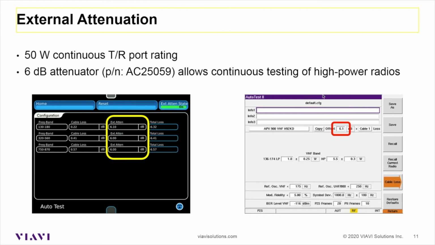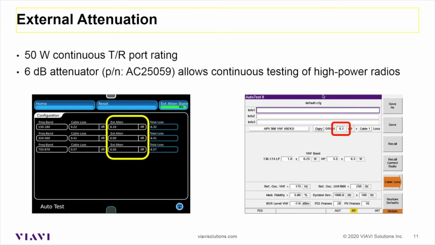6 dB brings the power down to half, so if you were, say, testing a 125 watt radio, it brings it down to 37 watts. So you're able to actually continuously test that radio one after another without having to worry about overheating the TR ports of these units.